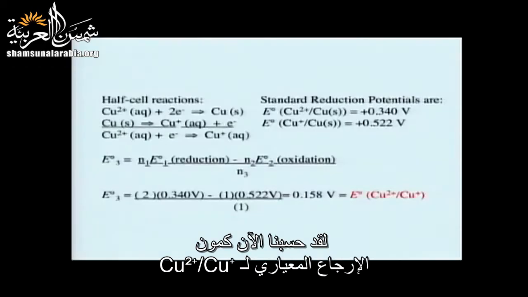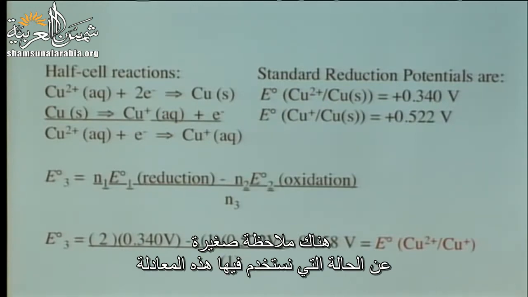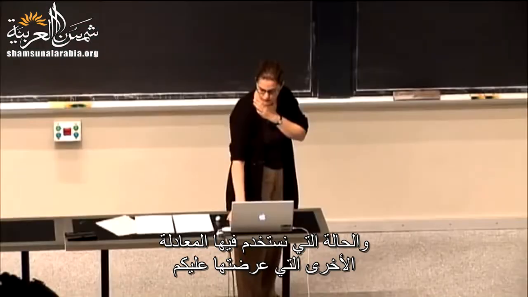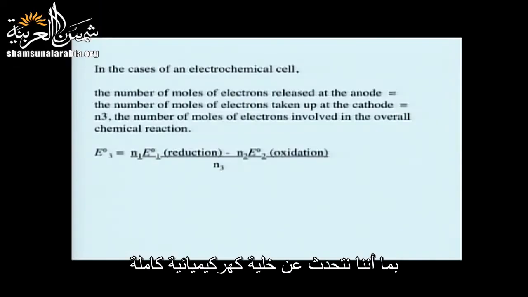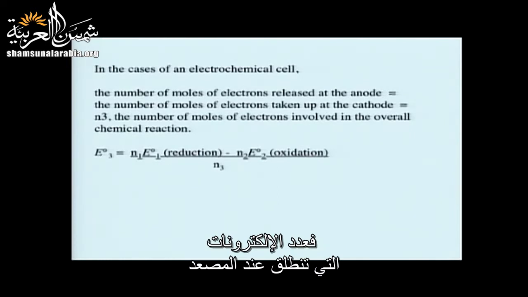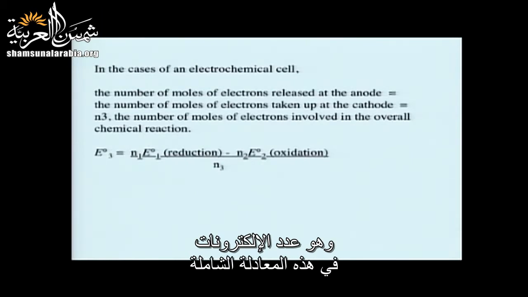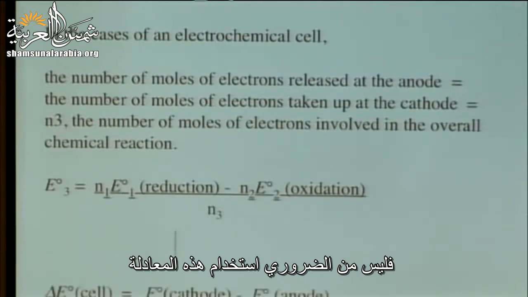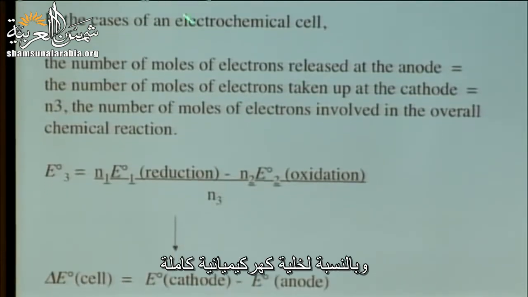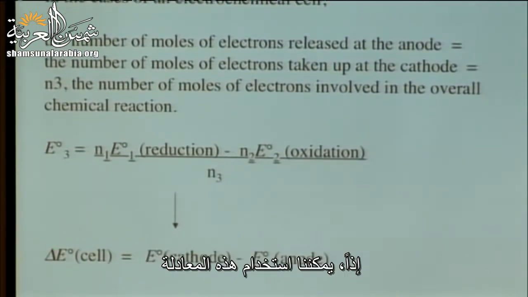So we've calculated now the standard reduction potential for copper 2 to copper plus 1. So just a little note about when you're going to use this and when you're going to use the other equation that I showed you. If we're talking about a whole electrochemical cell, the number of moles that are released at the anode are going to equal the number of moles taken up at the cathode and be the number of moles involved in the overall equation. So this equation is not necessary. And for a full electrochemical cell, we're going to use the equation that I gave you before for this delta E naught for the cell. So we just use this.